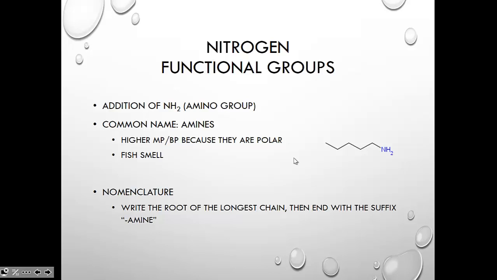The addition of a nitrogen to an organic compound provides a fishy smell. These are amine groups. Amines simply change the E to amine. So here we have 1, 2, 3, 4, 5 carbons. So this is pent, all single bound together. So this would be pentane, but this amine group makes it pentamine.